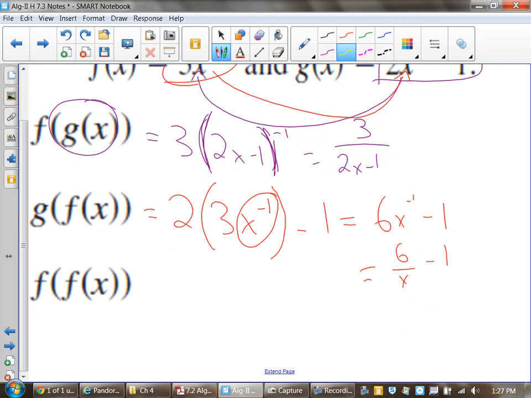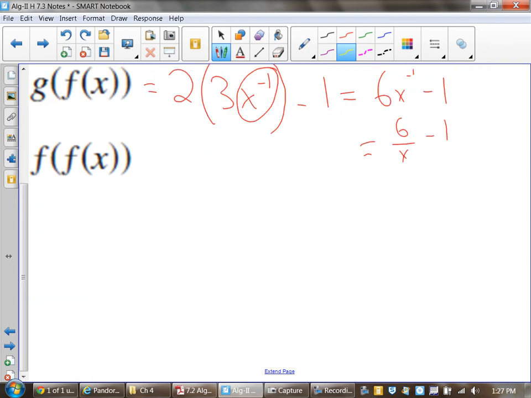F of x. So that's 3. Our f of x equation, and I've written it this way a couple of times today, is 3x to the negative 1.